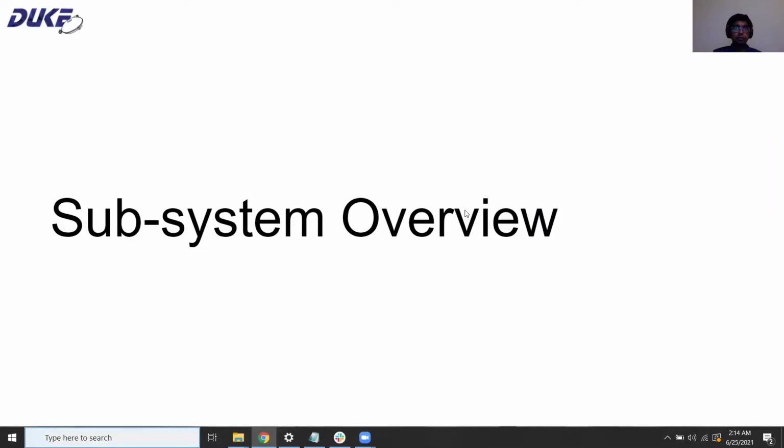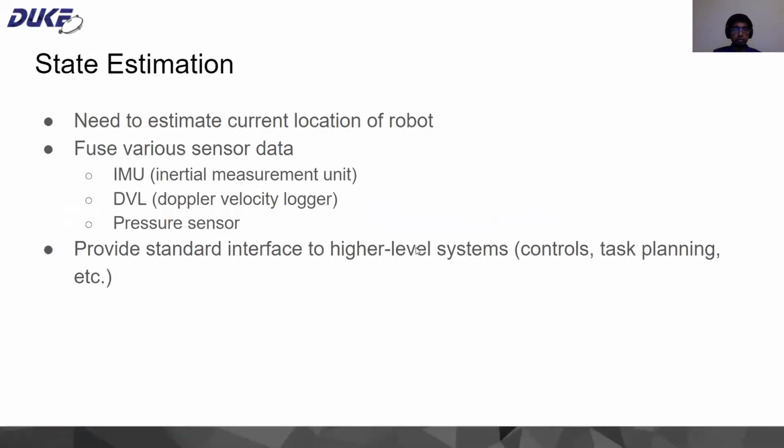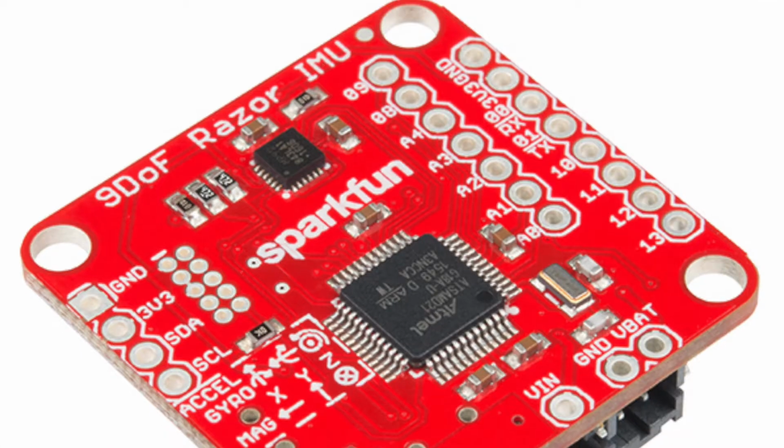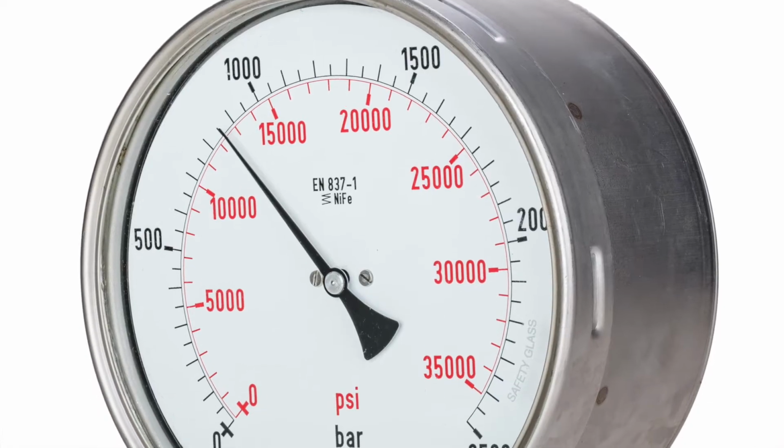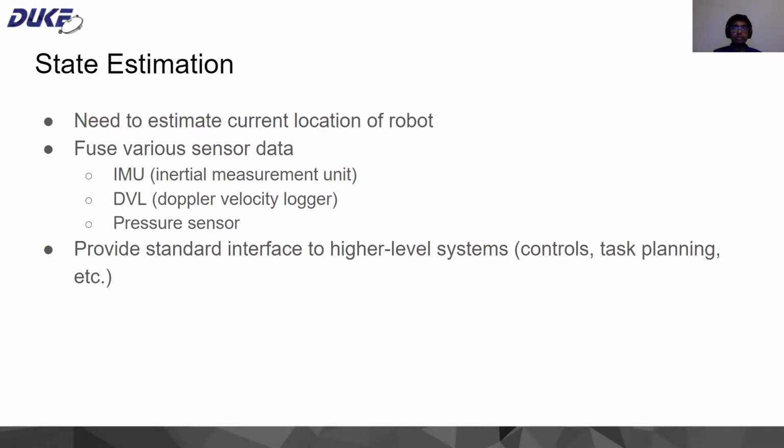Here's an overview of all the subsystems involved in sensor optimization. First off, we have the state estimation subsystem. The overall goal of this subsystem is to estimate the current pose and twist, position, orientation, and velocity of the robot. To do this, we input data from an IMU, inertial measurement unit, a DVL, Doppler velocity logger, and a pressure sensor. We fuse this data together using an extended Kalman filter. This gives us the estimate of the current state. We publish this to ROS, providing a standard interface for higher level code to use.